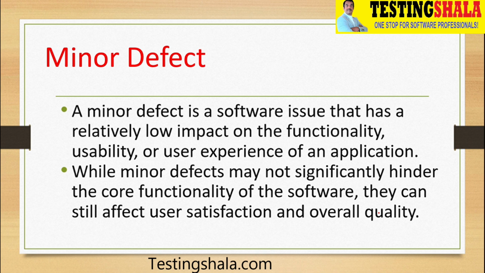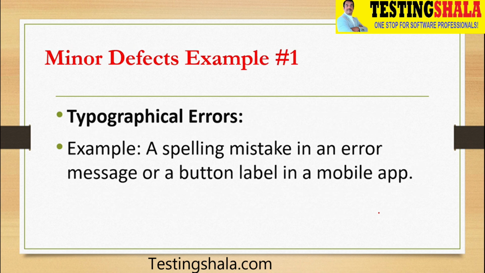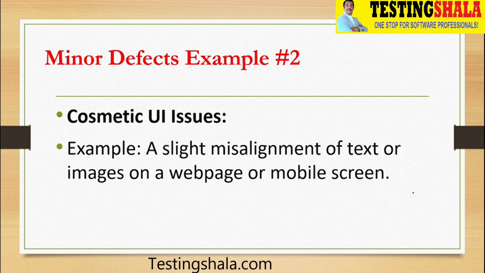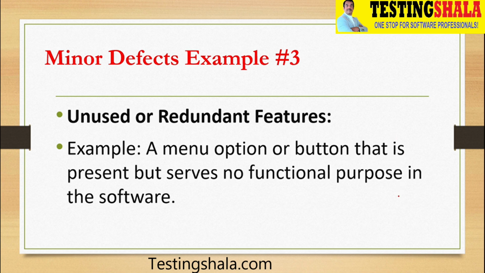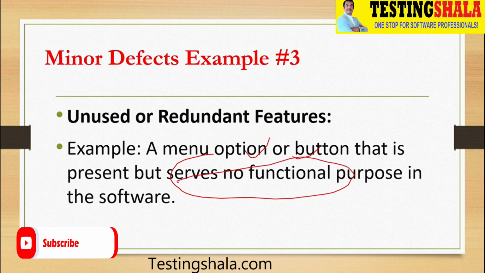The examples for minor defects are typographical errors. All the defects which have spelling mistakes we will be classifying under typographical error defects, which are minor defects. And even cosmetic UI issues, if there is an alignment issue or image issue or a text issue, we will be logging under cosmetic UI issues, which is minor defects. And even unused or redundant features. For example, a menu option or button that is present but serves no functional purpose, even that time we should adopt minor defects for this kind of issues.